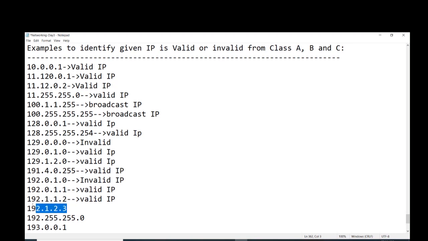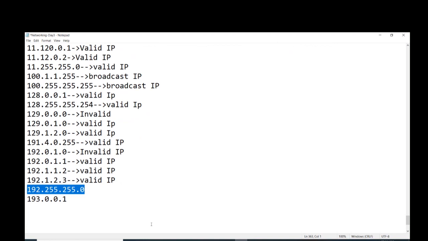Okay, is this valid? Yes, sir. Valid. Okay, is this valid? No, sir. It's invalid, because all the host bits in the host ID are zero. Is this valid? Yes, sir. Valid.